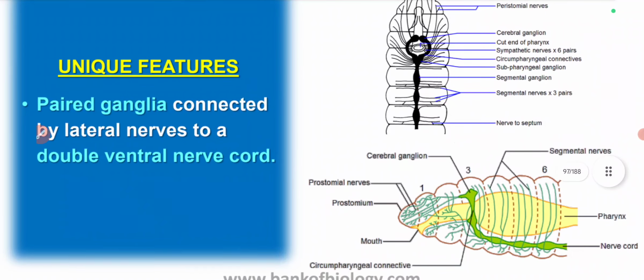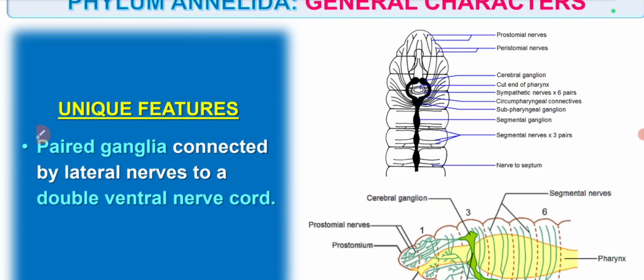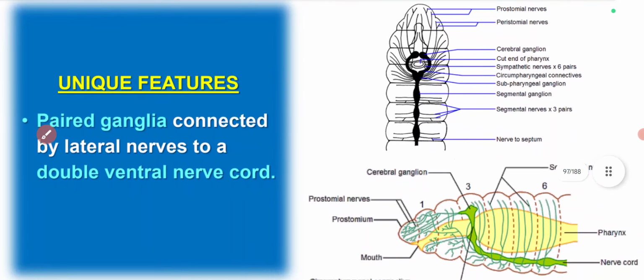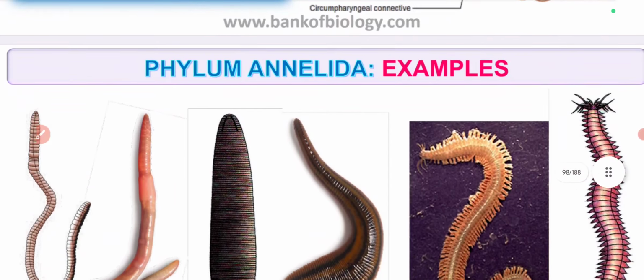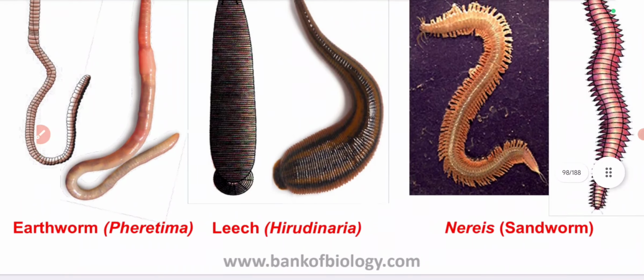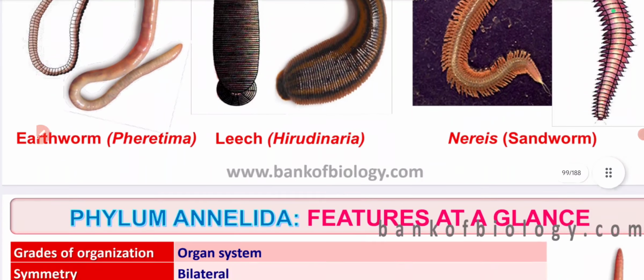And some other unique features: paired ganglia connected by lateral nerves to a double ventral nerve cord. In the paired ganglia, you can see one is the cerebral ganglion and the other is the segmental ganglion. Both are connected by lateral nerves to the double ventral nerve cord. Examples are earthworm, other name Pheretima, leech, Hirudinaria, and Nereis, the sandworm. Remember the other names.